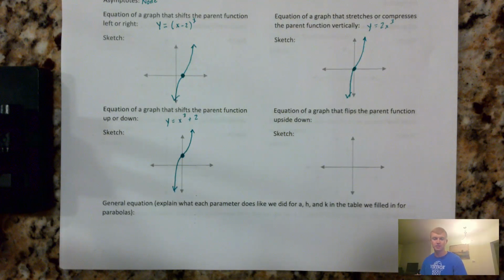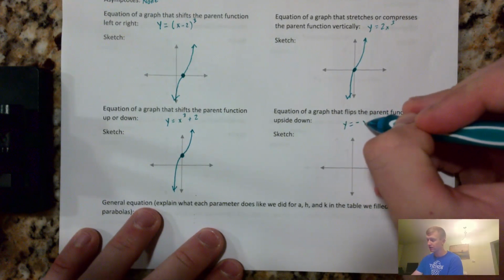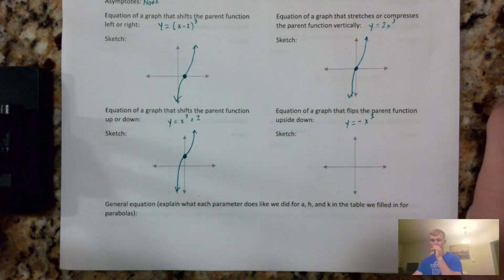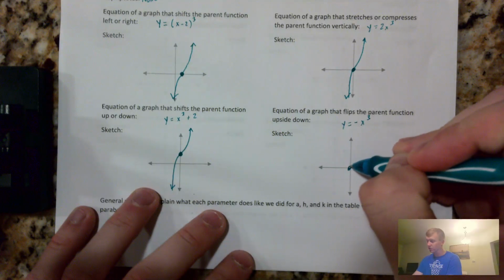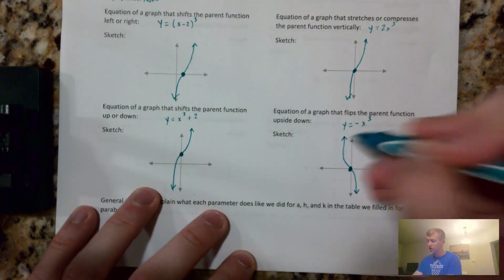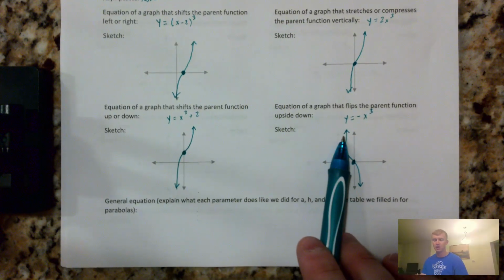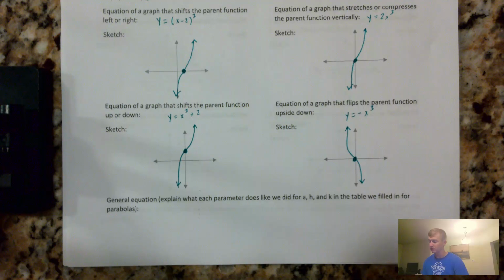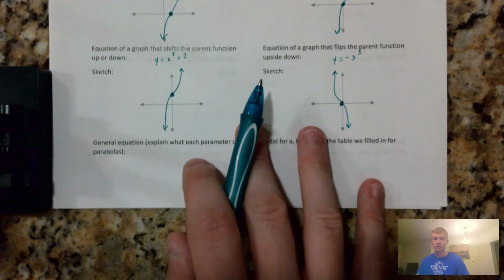All right, and last but not least, the equation of a graph that flips the parent function upside down. Well, you can probably guess, same as a quadratic, we're going to have that negative a value out in front. So we're still going to have that turning point at 0, 0, but instead, it's now going to look inverted. So in this case, the tail ends up now, and then it's going to end down here.